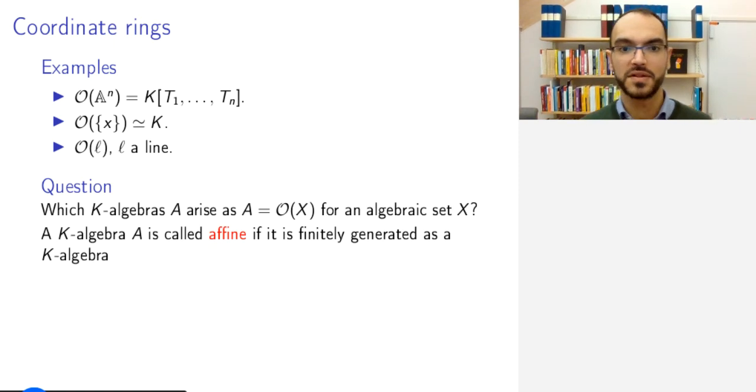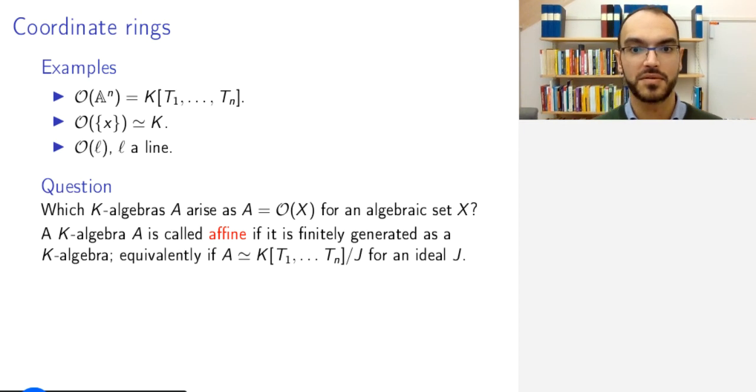A K-algebra is called affine if it is finitely generated as a K-algebra. So it has a finite set of generators, and it is the commutative algebra generated by these generators modulo some relations. Or in other words, it is the quotient of some polynomial ring in finitely many variables by some ideal.